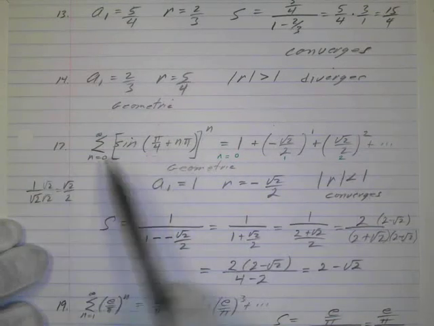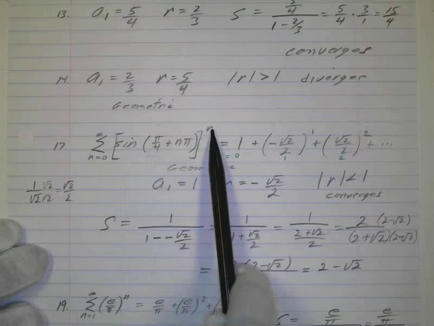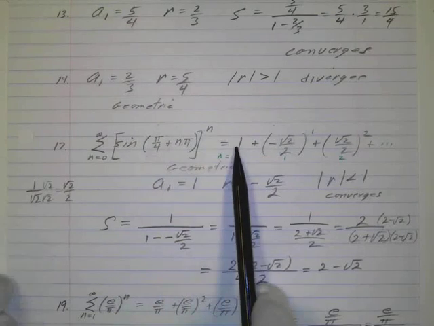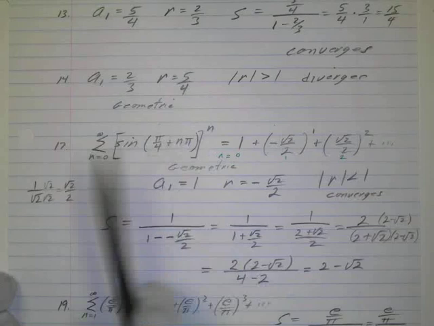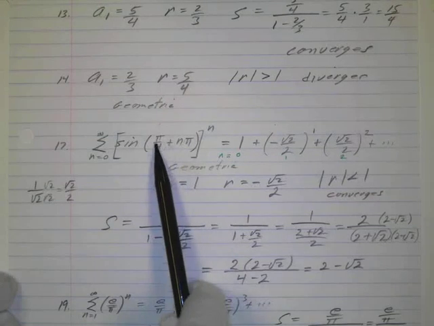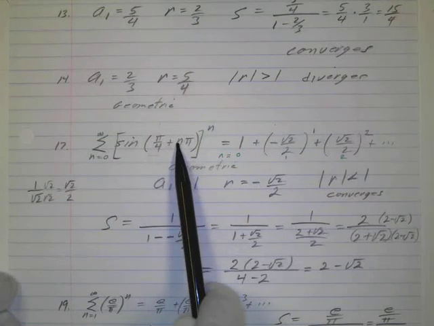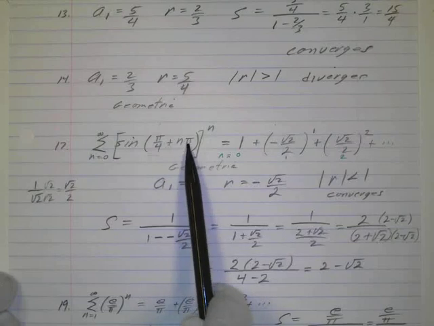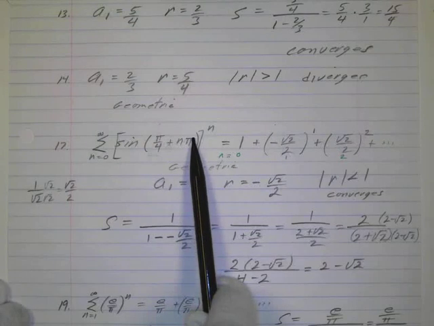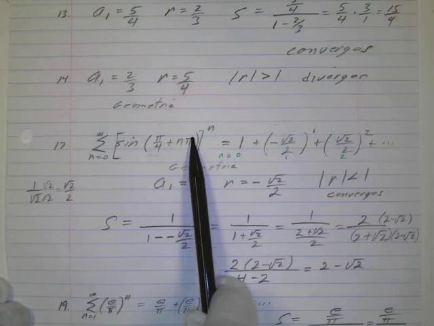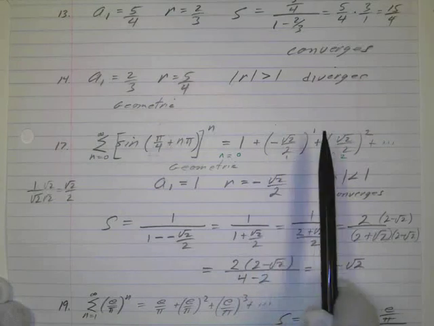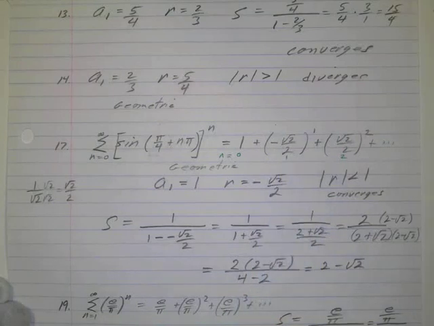When n is 0, it doesn't matter what's in here. Anything to the 0 power is 1, so that's no problem. Now when n is 1, if I put 1 in here, I've got the sine of pi over 4 plus pi, which is the sine of 5 pi over 4. Remember that's going to be the square root of 2 over 2, but since 5 pi over 4 is in the third quadrant, it's going to be negative. So it's going to be negative the square root of 2 over 2, to the first power.